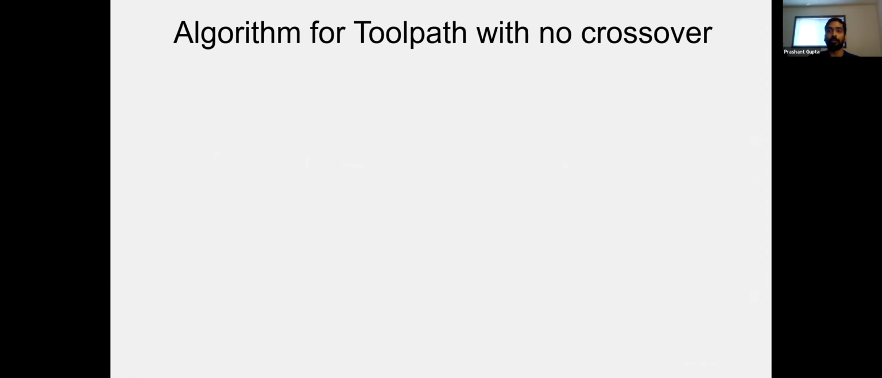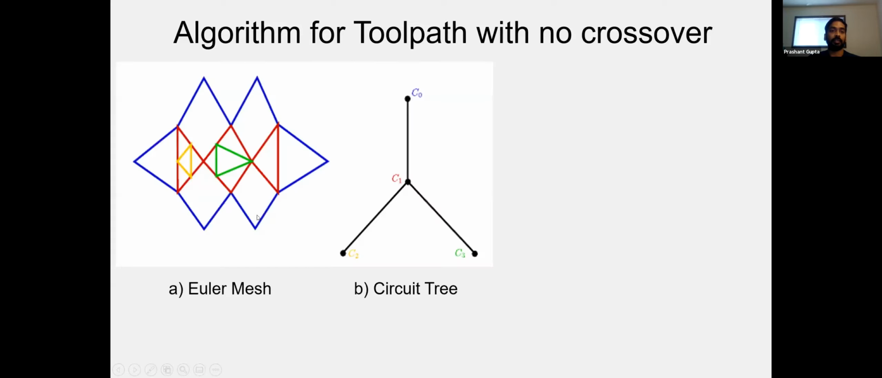Now I'm going to talk about the toolpath algorithm with no crossover on this Euler mesh. Let's say we have this Euler mesh as shown in the figure on the left. The goal is to first find Euler circuits which are edge disjoint from each other. You can intuitively think of it like peeling an onion. The outermost layer is a circuit, then we peel that layer, and then there is another layer, which is again a circuit. You can see all these circuits shown in different colors in the figure: blue, red, green, and yellow.